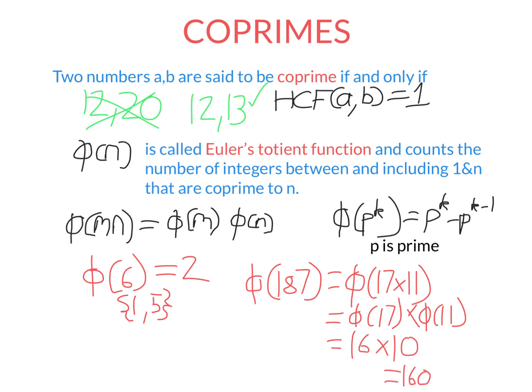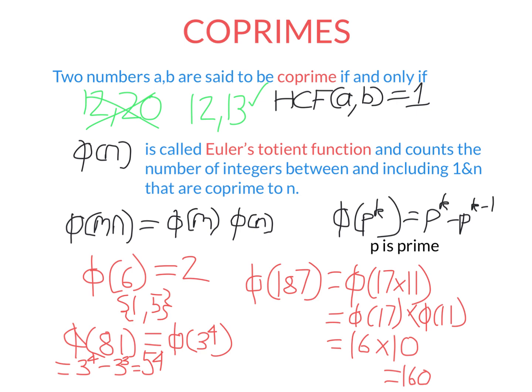So let's say I wanted to find phi of 81. Well, 81 isn't prime, it's actually not semi-prime. But remember, 81 is actually 3 to the power of 4. So we have another rule here to help us count how many numbers are coprime to 81. So here, p, the prime number, is 3 and k is 4. So phi of 3 to the power of 4 is 3 to the power of 4, which is 81, minus 3 to the power of 3, which is 27. So phi of 81 is 54. There are 54 numbers less than 81 that are coprime to 81.